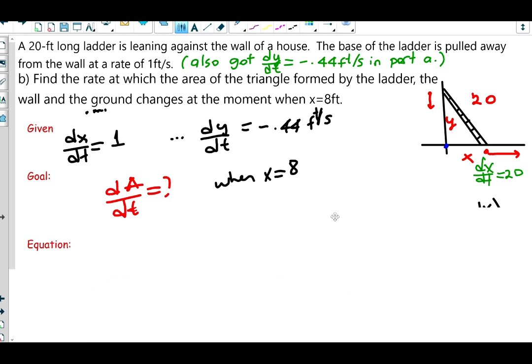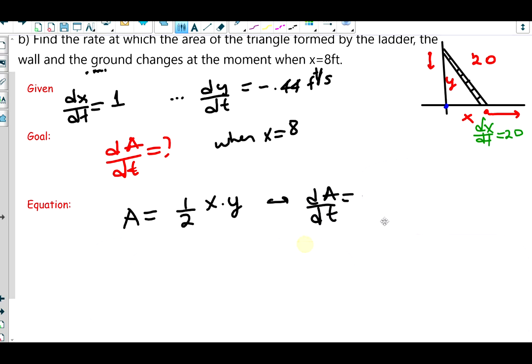Okay, so let's begin by writing the equation that relates the variables. To get dA/dt, we need the area equation for a triangle. Area equals 1/2 times base times height. So 1/2 xy is the area. And this equation we're going to need to take the derivative of, and 1/2 is just a constant. You can pull it outside. So dA/dt equals 1/2 times, okay, the product rule is necessary, right? So x times dy/dt plus y times dx/dt.